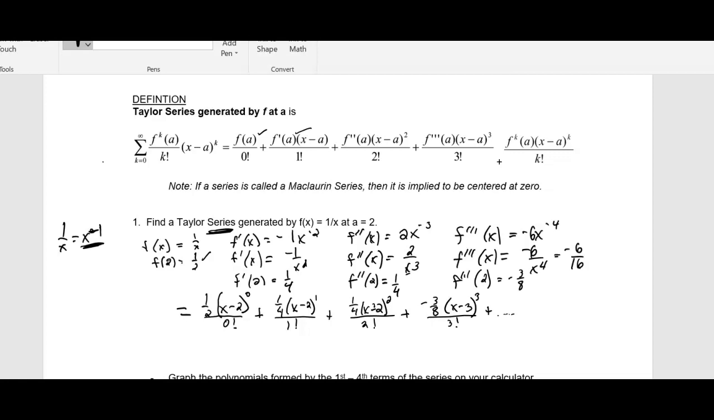What we ultimately want is this general term here. This should give us the function 1 over x.